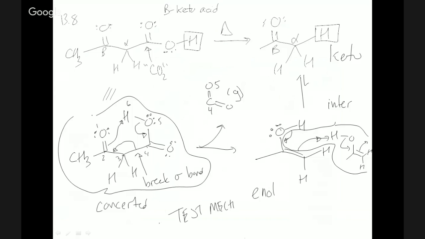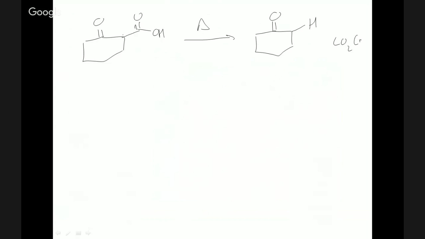I'll show another mechanism with a diacid in a minute, but let's show some examples. Keto acid, heat. All we're doing is heating this. It would probably be in some solvent. You get that. I'm going to put the H in there that was added. Of course, there was an H there before, but now there's two H's. What do we lose? CO2 gas. You wouldn't have to show that on a test.